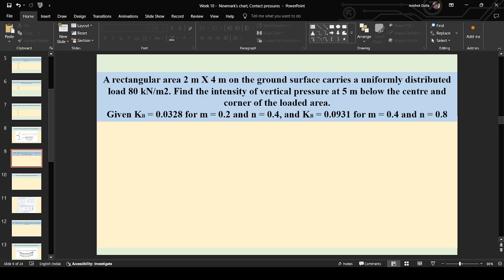I have given few data. Given Kb, that is the Boussinesq's influence factor, as 0.0328 when m equals 0.2 and n equals 0.4. And the same Boussinesq's factor Kb equals 0.0931 when m equals 0.4 and n equals 0.8. To find out the intensity of pressure at 5 meter depth below the center and then the corner of the loaded area.